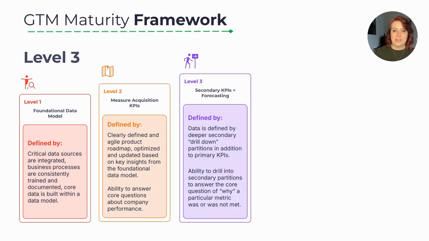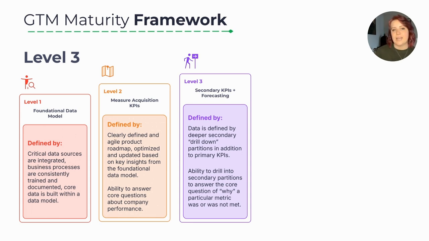Moving on to level 3 is a major step. Level 3 is the strategic endgame for the first phase of growth. It's the moment where you actually unlock true repeatable predictability for the acquisition KPIs that we've been talking about.